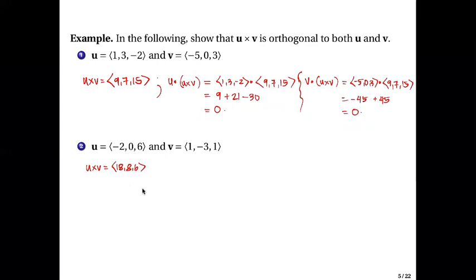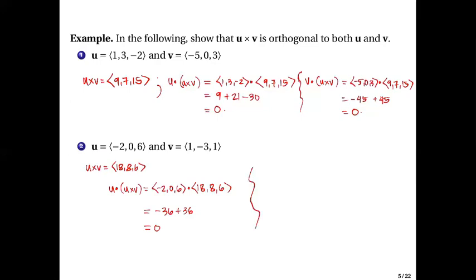Let's use this other example and show that it's also the case. So you have U dot U cross V. You have negative 2, 0, 6, dot with 18, 8, and then 6. So this is equal to negative 2 times 18, that's negative 36. Then you have 0. And then 6 times 6, that's plus 36. So indeed, this is equal to 0.